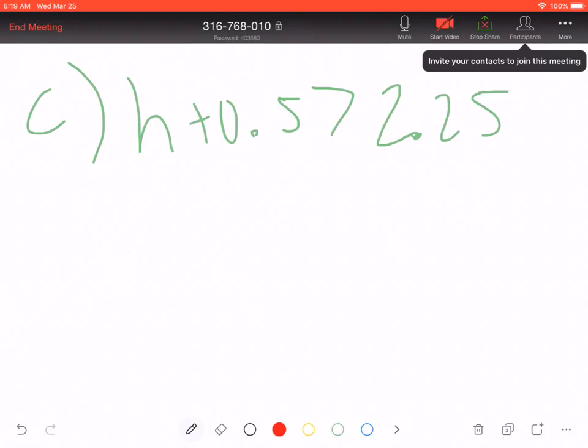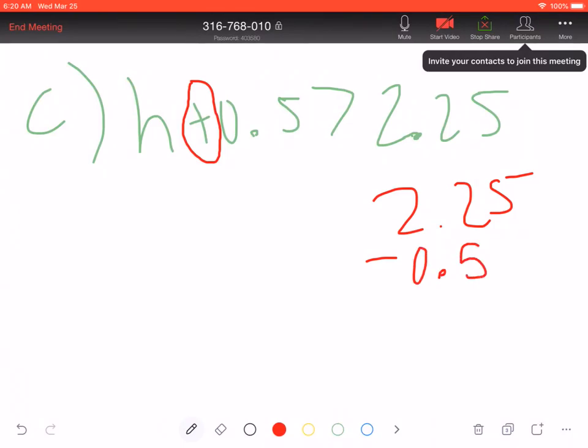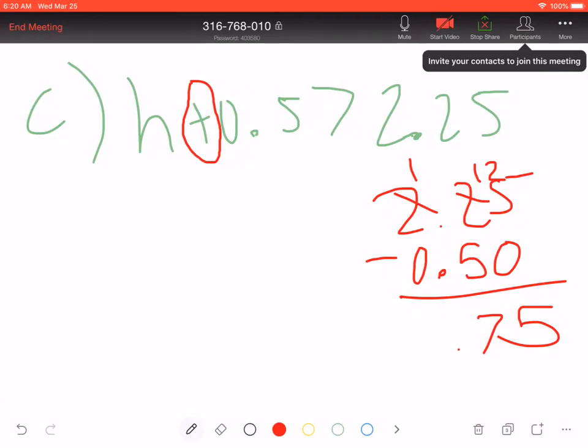So if you remember what we did from the last 2 days, we actually are going to solve this using inverse operations. So we have addition, so we're going to solve using subtraction. So I'm going to rewrite down here 2.25 minus 0.5, and you have to remember, line up your decimal when you're subtracting decimals. 12 minus 5 is 7. All right, so 1.75. So remember, you're going to bring everything else down.